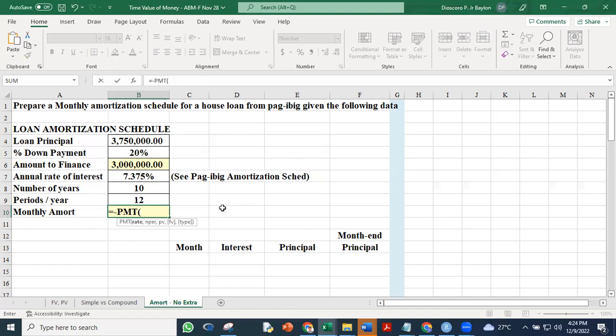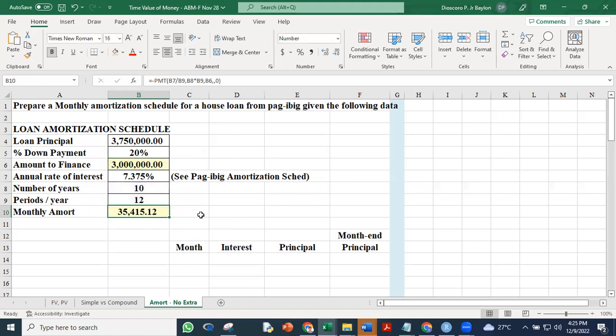PMT, our rate, since the payment is monthly, therefore the rate should also be monthly. We have a rate of 7.375%, so we have to divide it by the number of periods per year. And then the number of periods will be 10 years multiplied by 12. So the number of periods should also be the number of months. The interest rate will be the interest rate on a monthly basis, comma. Present value is 3 million, comma. There's no future value, and the type is ordinary annuity, so we can type here 0 or just ignore that. And we get the value of 35,415.12. So this is your monthly amortization.